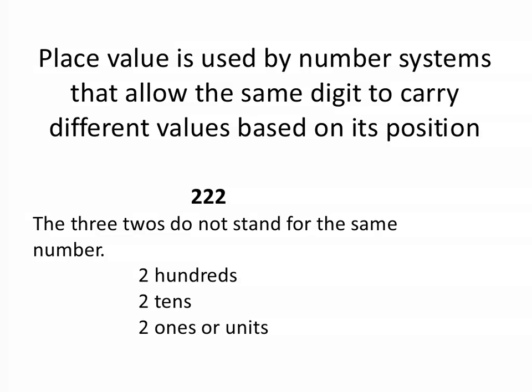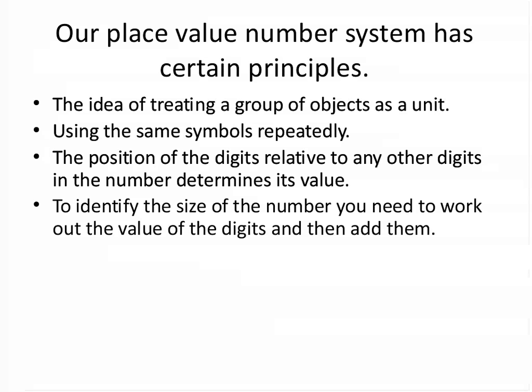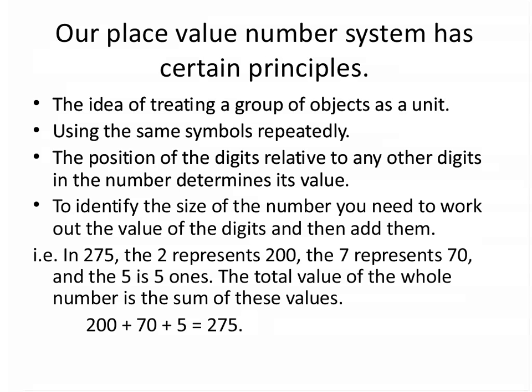We can use the same symbols repeatedly, as was shown in that example of 222. The position of the digits relative to any digit in the number determines the value of it. To identify the size of the numbers, you need to work out the value of the digits and then add them together. In 275, the 2 represents 2 hundreds, the 7 represents 7 tens, and the 5 represents 5 ones. I like the idea, Michael, of using the buttons, etc., and then moving to the next column.